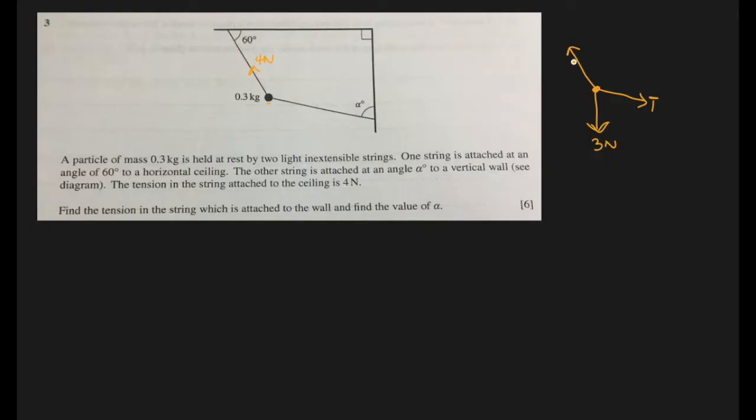4 Newton. It is 4 Newton in this direction. Any other force? No. The weight and 2 tensions are the only forces here. But only this weight is vertical, others are inclined. So we should change them to their components.